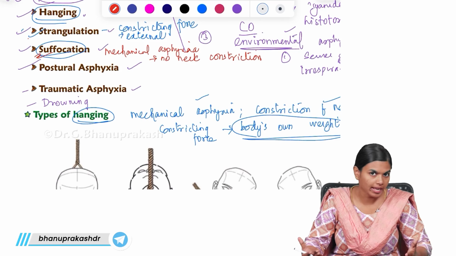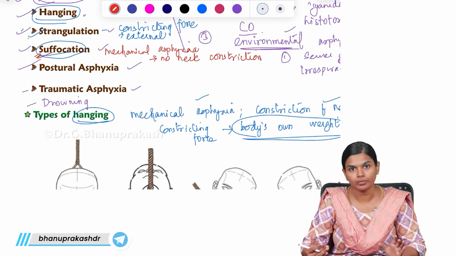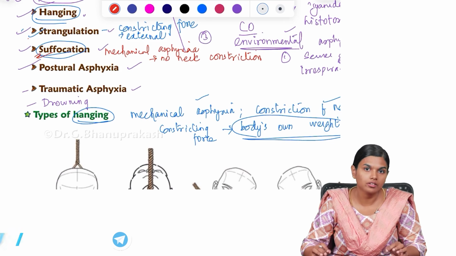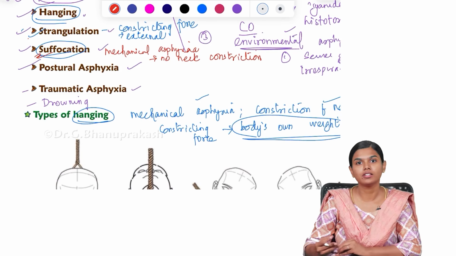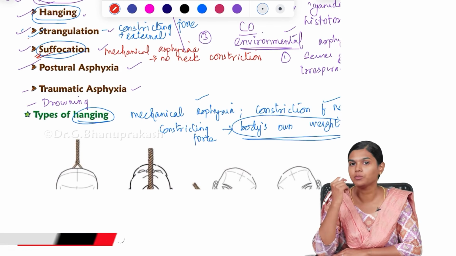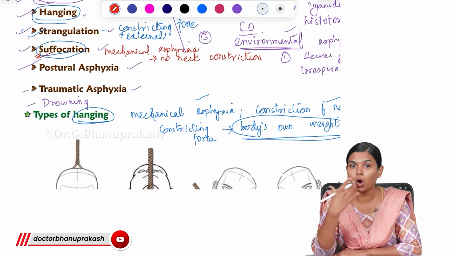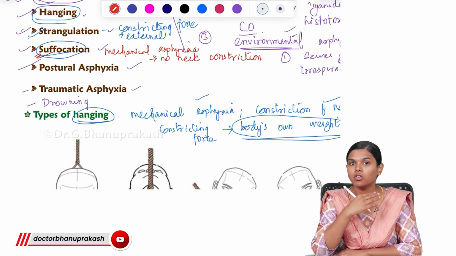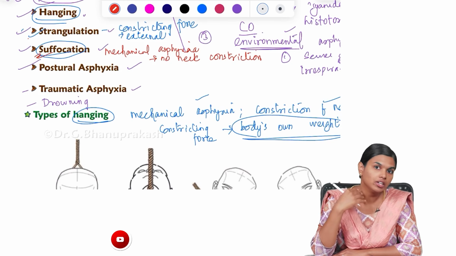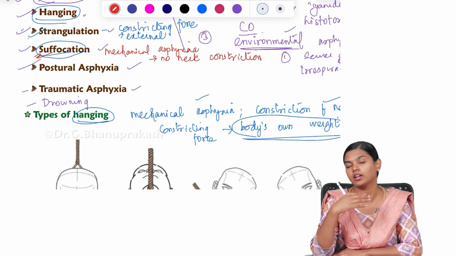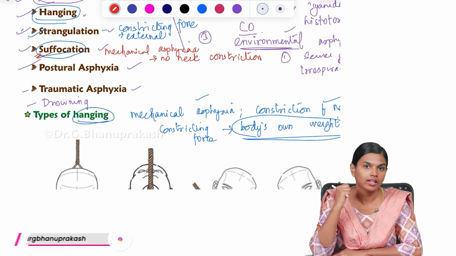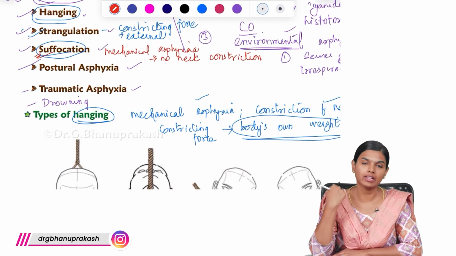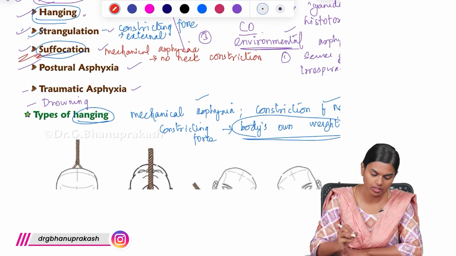So how can it happen? Any idea how it can happen? The neck is free. There is no constriction around the neck. Is there any other way that air can be obstructed so that the lung is not getting air? Yes, right. You can obstruct the nose. You can obstruct the mouth. Or if there is any obstruction of the trachea or any obstruction at the pharyngeal level, posterior pharyngeal level, or oral cavity, all those things can cause exclusion of air from the lungs, right? But still there won't be any obstruction around the neck externally. So that is where this term suffocation comes in.